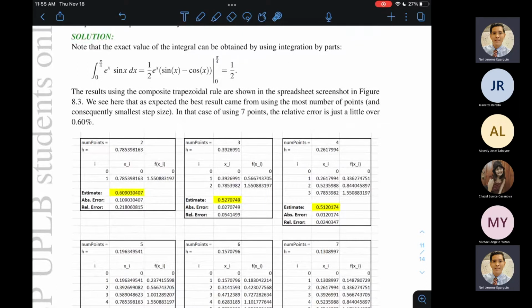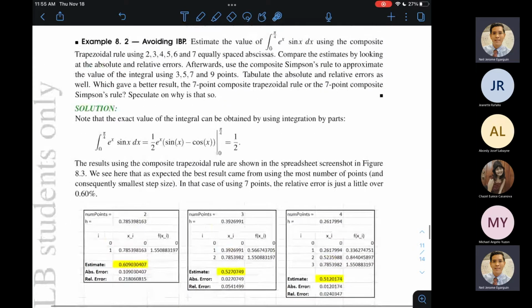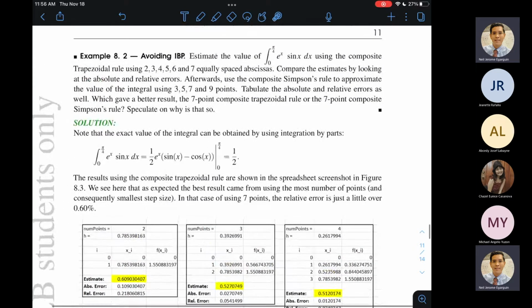Okay. So in this particular problem, we were asked to estimate the value of the integral of e to the x sine x dx from 0 to pi over 4. Because siguro gusto natin i-avoid yung paggamit ng integration by parts. Okay? And then we will approximate this using a composite trapezoidal rule using 2, 3, 4, 5, 6, and 7 equally spaced abscissas. Okay? Kasi ko-compare natin yung absolute and relative errors nila.